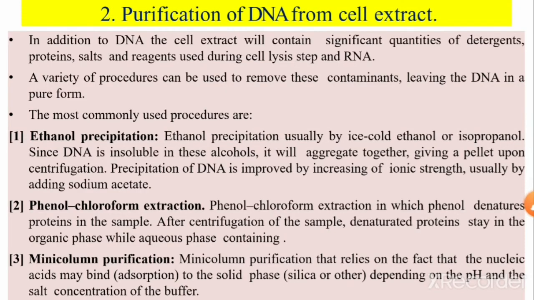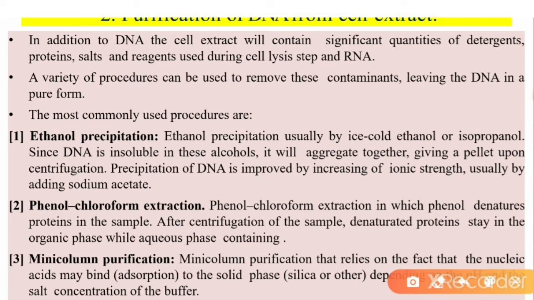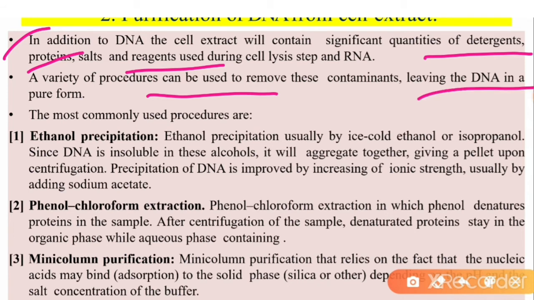Next is the purification of DNA from the cell extract. In addition to DNA, the cell extract will contain significant quantities of detergents, proteins, salts, reagents used during the cell lysis step, and RNA. A variety of procedures can be used to remove these contaminants, leaving the DNA in a pure form. The most commonly used procedures are ethanol precipitation, phenol-chloroform extraction, and mini column purification.